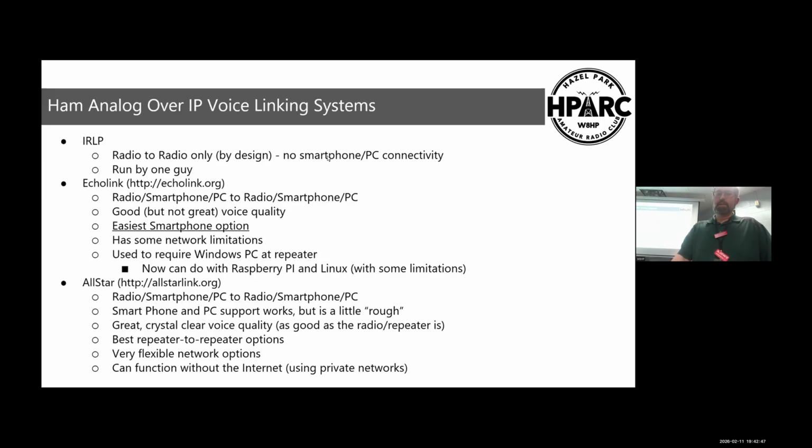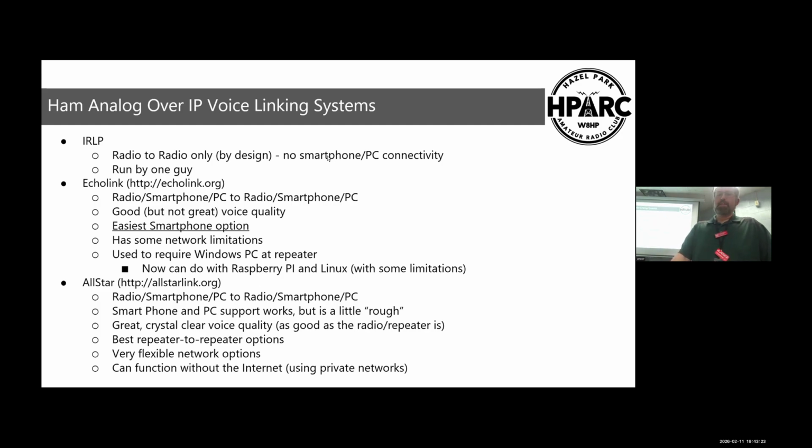Drilling down into analog over IP, IRLP is radio to radio only, and it's only run by one guy, so it's not as open source. If he decides to turn everything off, you might not have access to the network anymore. The second is Echolink, which we do have on our repeater today. It's really good for those who might not have a radio yet. They could get on with the app on their smartphone, talk on our repeater, and talk around the world on other repeaters. It's really good in terms of the smartphone interface. I think it's the best between Allstar and Echolink.